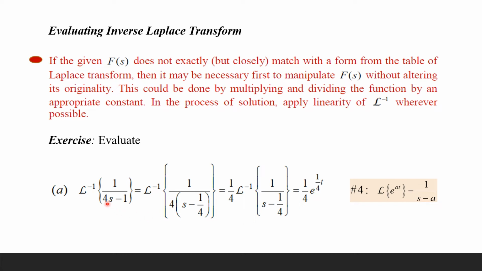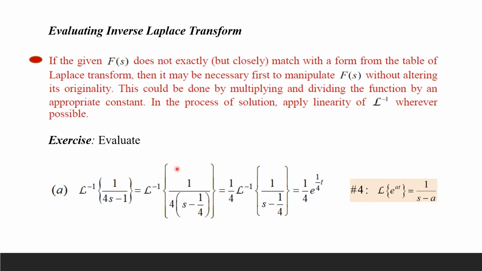We factor the number 4, so that in this bracket we have this expression 4 times s minus 1 over 4. Now how do we get this? After factoring the number 4, 4 times s, we get back the original function for s minus. Now why do we have to take 1 over 4 here? Because 4 multiplied by 1 over 4 gives back 1.